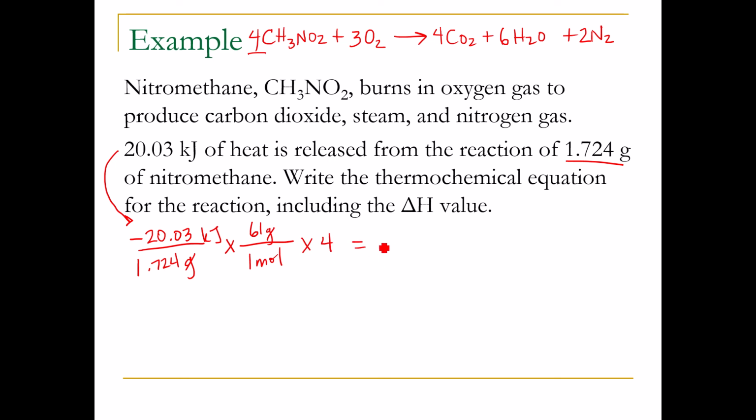So this gives me negative 2,835 kilojoules. And this is our delta H value. Alright, so I used nitromethane information because that's what I was given, but I can now apply this delta H to anything in the equation. So that's the value of finding delta H. It's now not just about the nitromethane, it's about anything in that equation.